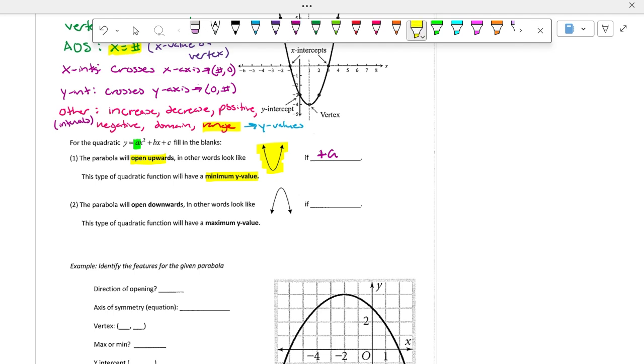So if our graph opens downwards, that means we have a maximum y value. So it looks like that. So that means our a value would be what? Negative.